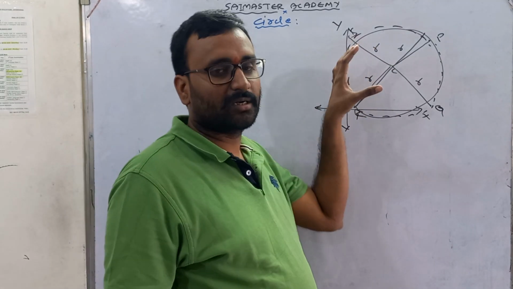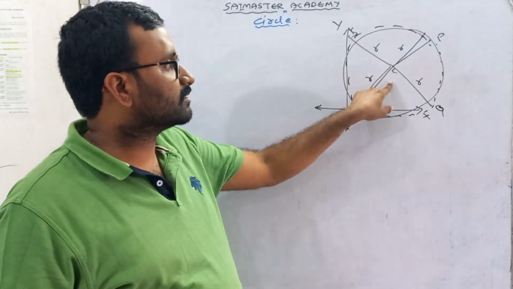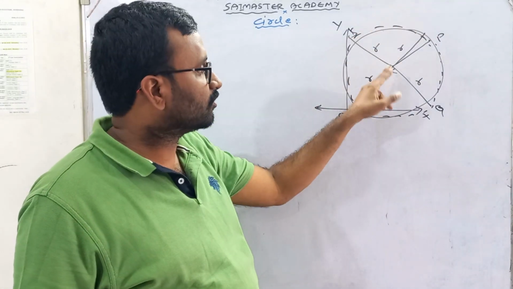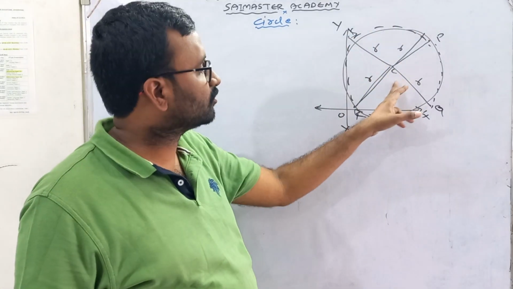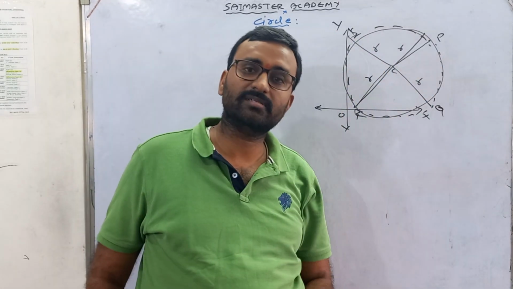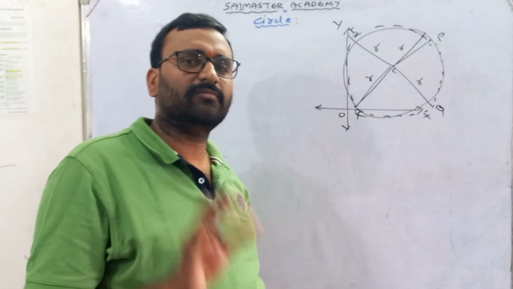Now we are discussing only circle. The center is this and the radius is this. P is any point on the circumference. C to Q is also a radius, C to R also, C to S also. C to any point on the circumference is a radius. This is the diagram with the definition.